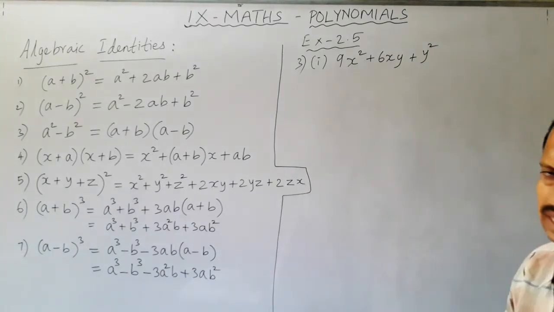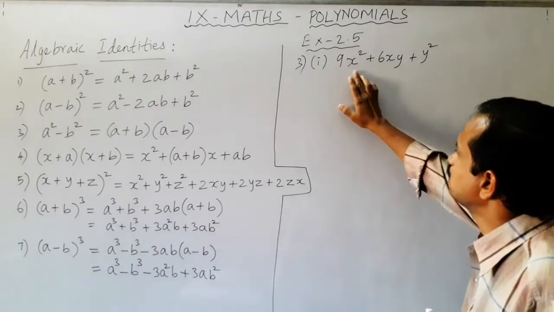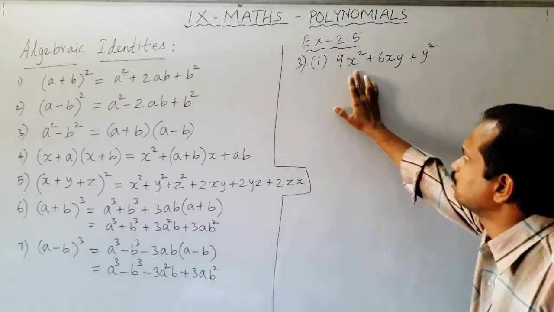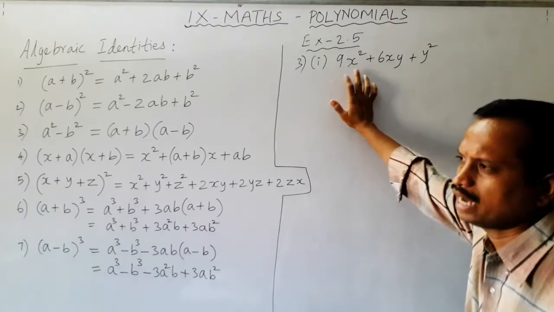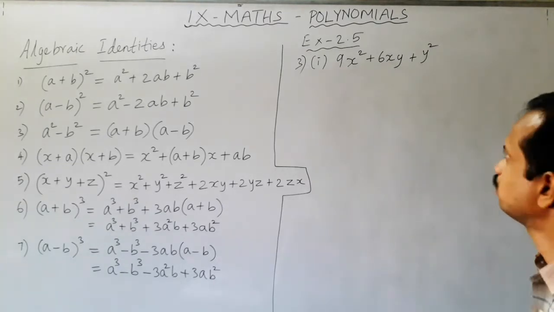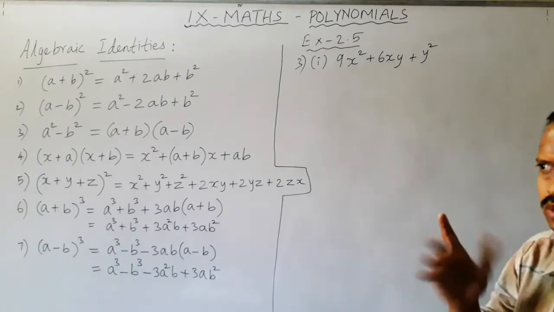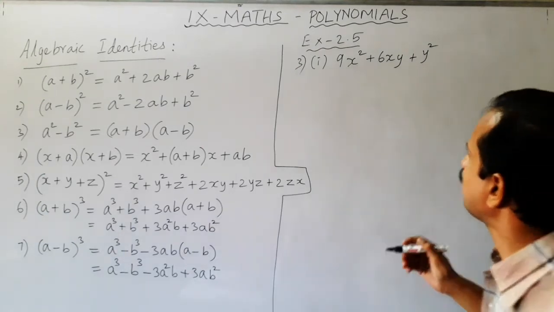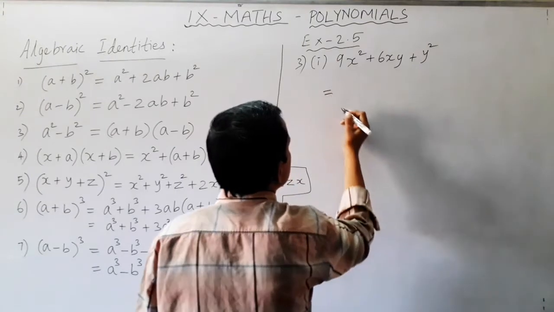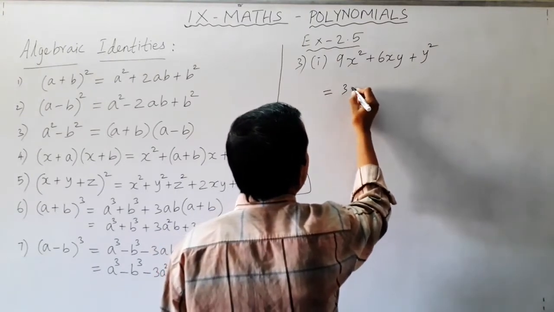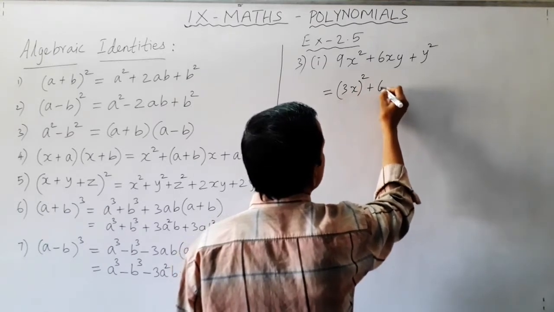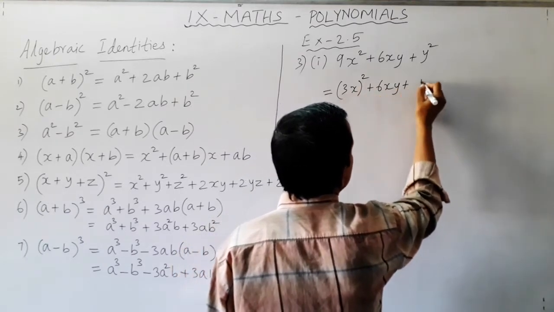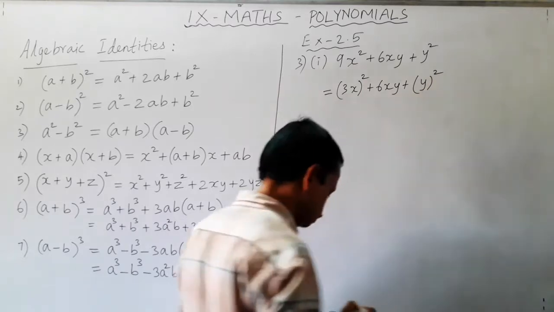So we try that. So you see that 9x square, if you take the square root, it is a perfect square because 9 is a square number, x square means x into x, so square number. And y square is y into y, so square number. So you can write this, the given question, as 3x the whole square, okay, plus 6xy plus y the whole square. Can you understand?